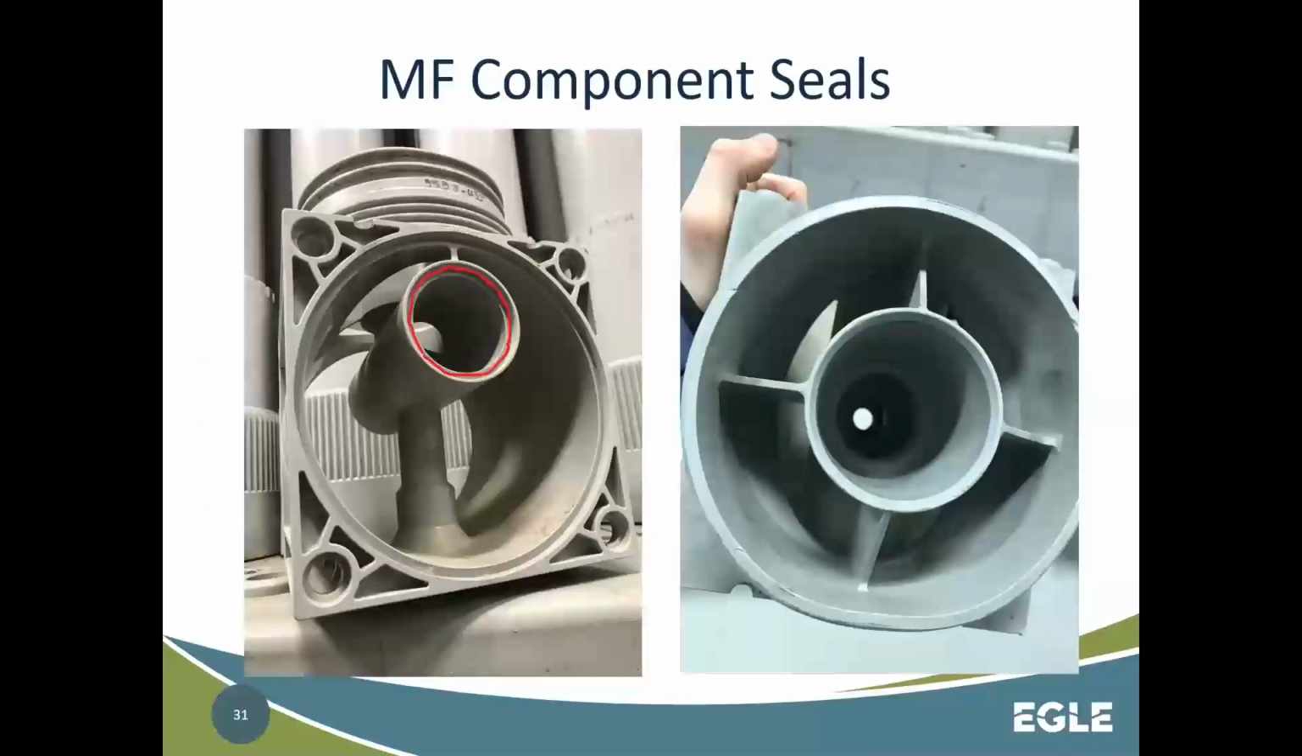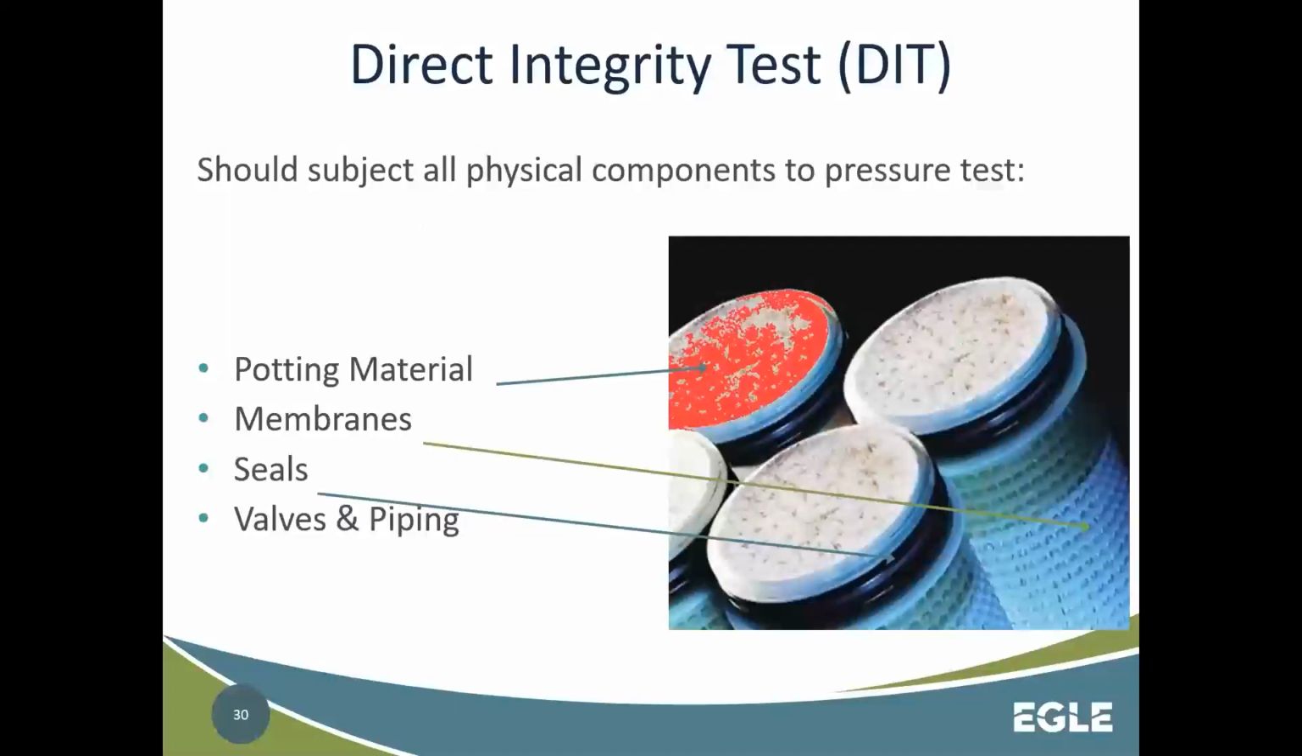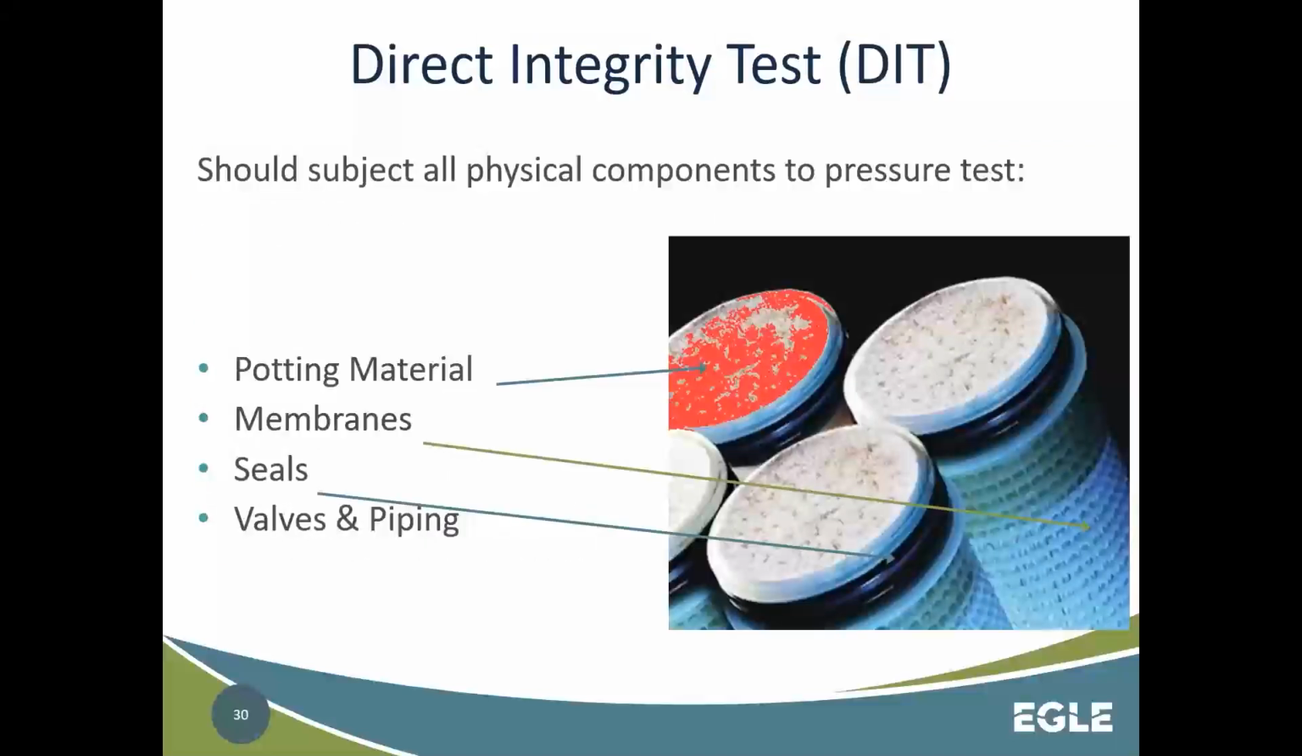I want to skip ahead real quick here. Okay, yep. So to get my thoughts organized here, a couple other comments on the direct integrity test. These systems need to be designed so that they are subjecting all of the various physical components to that pressure decay test. The main thing we're looking at in this slide is a tear in the sidewall of the fibers. But as I mentioned earlier, there are other failure points.